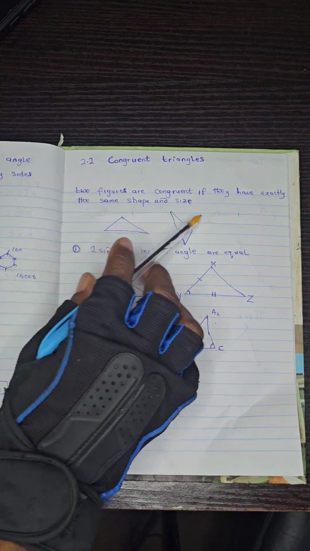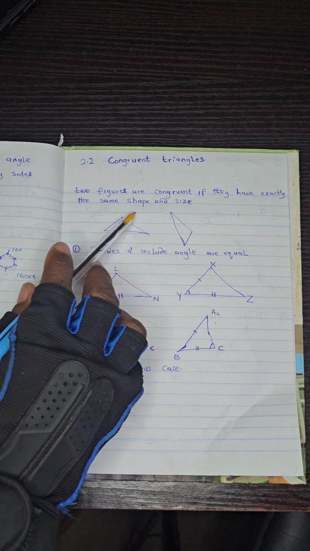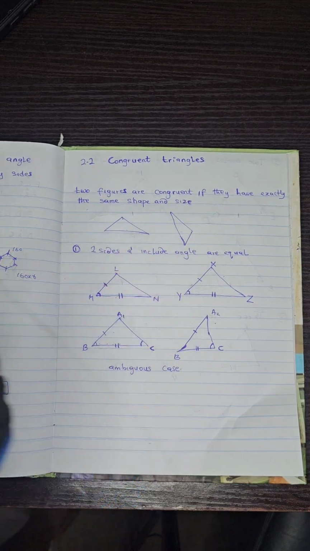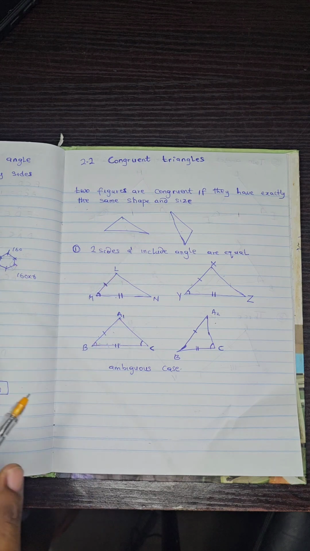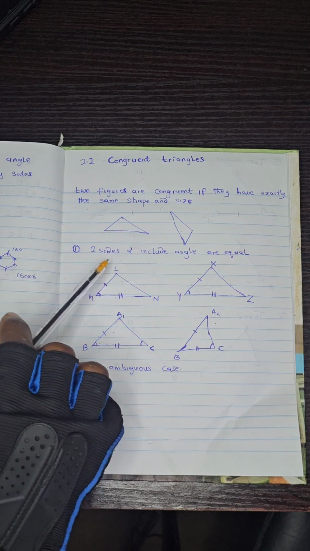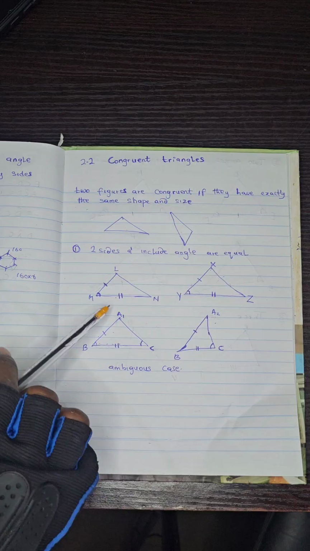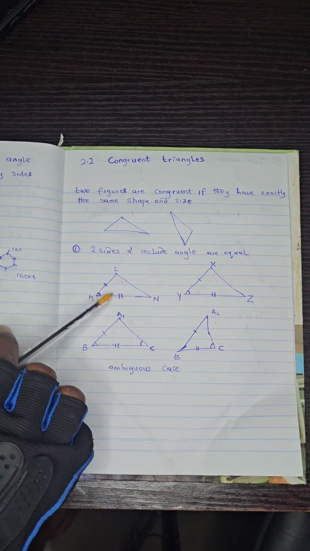Congruent triangle simply means that triangles have the same shape and size. It's like you have these two triangles, and we want to know if both of them have the same shape and size. First, the two sides and the included angle must be equal. The two sides and the included angle, the angle between the two sides.